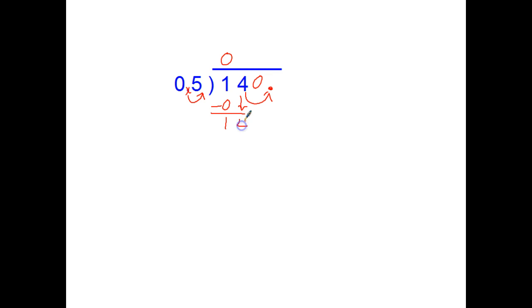How many 5s in 14? That would be 2 of them. 2 times 5 is 10. Subtract, I got a 4. Bring down my 0. How many 5s in 40? 8. There's nothing left and nothing else to bring down. Put my decimal point up there. Oh, there it is. It would equal 20 half pizzas in 14 whole pizzas.